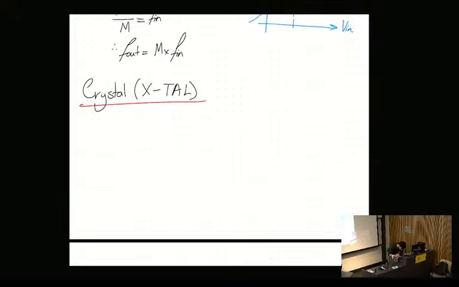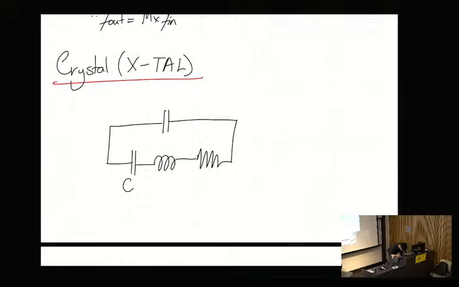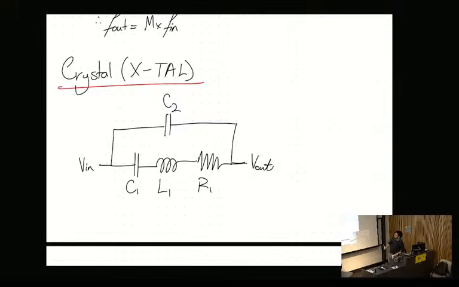Effectively you have a capacitor, an inductor, and a resistor like this, and then you have a capacitor in parallel. So this is C1, L1, R1, C2. And maybe this is your input and maybe that's your output. Now, C2 is a very, very small number. You can imagine you have two legs of your tuning fork, and there's just a parasitic capacitance that sits between those legs. This is just an electrical model. The actual crystal doesn't have capacitors and resistors and inductors. It's just mechanical vibrations, modeled as an electrical system.